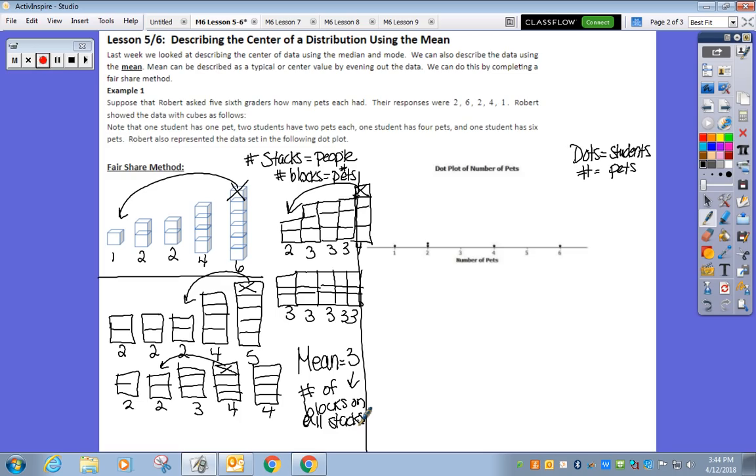We can also do the fair share method using the dot plot. It's the same exact idea, and I can show you how this would work based back on the blocks. What we did here is we took one from the highest number and moved it to the lowest number. In this case, I had one person with 6. I'm going to take that. That stack became 1 less, so the 6 became a 5. So this dot will move over here. And the stack that was 1 got 1 higher and became 2. So this brought another dot over here.